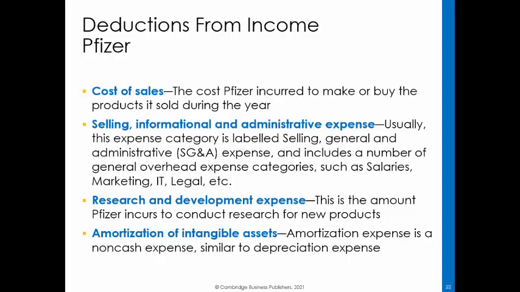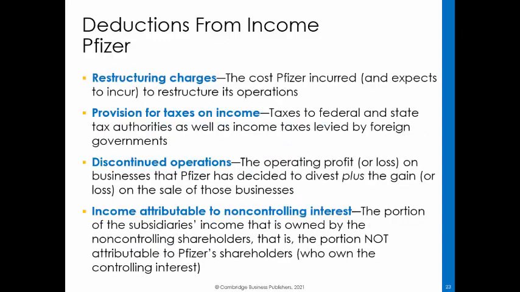Amortization of intangible assets, such as the cost of patents Pfizer has purchased, is a non-cash expense similar to depreciation expense that is amortized over its useful life. Restructuring charges are the costs that Pfizer has incurred or expects to incur to restructure its operations. Such expenses can include the elimination of lines of business, consolidation of operations, or reduction in the number of employees, and will be discussed in Module 6.